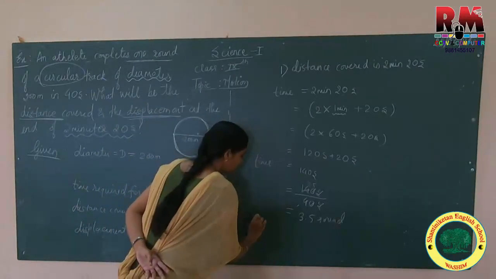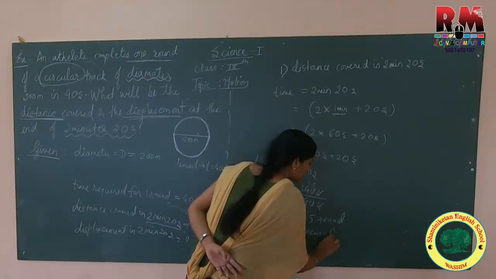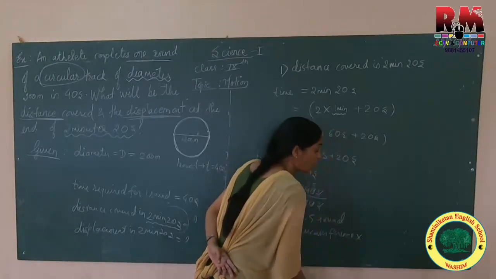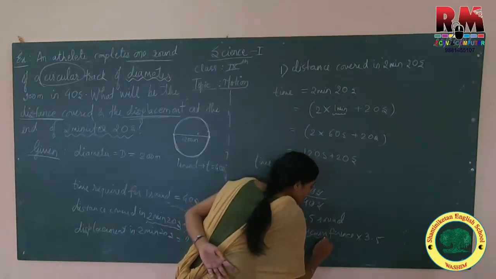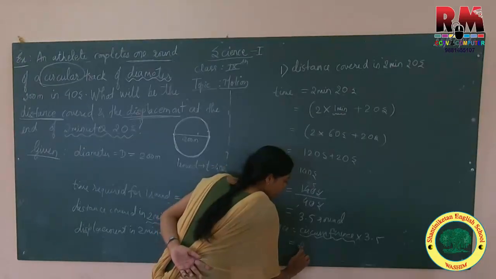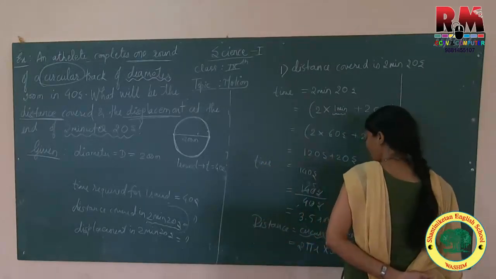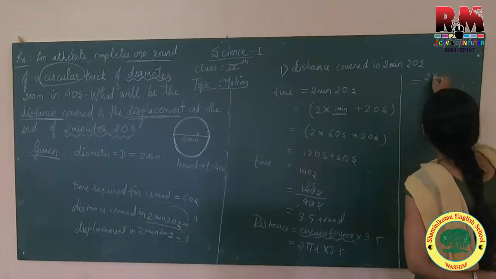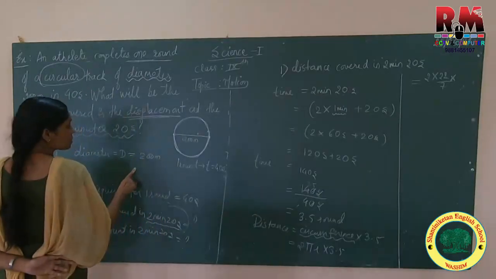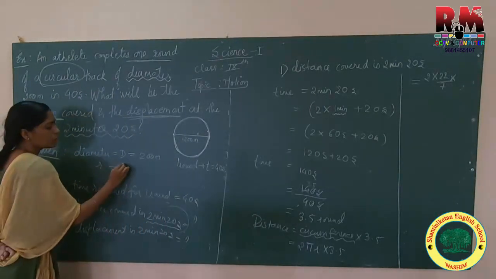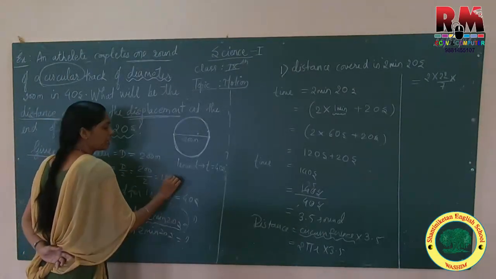So it's very simple. Distance covered is equal to the circumference of the circle into how many times it is covering that circumference, 3.5 times. What is the circumference of a circle? You have studied in maths: 2 pi r into 3.5. Now last part. 2 pi r means 2 into 22 by 7 into radius. Now radius is equal to d by 2. So 200 by 2 is 100 meter.